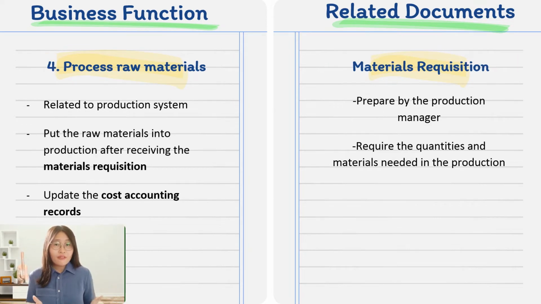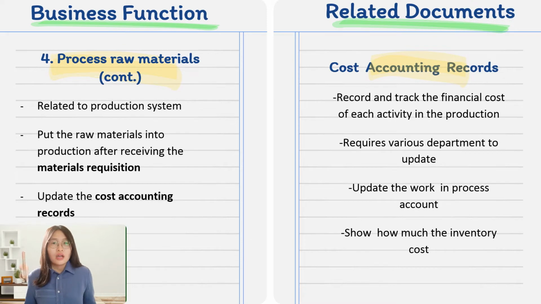Next, step 4 is related to the production department. The production department will issue a material requisition to the store manager. Then, the store manager will send the raw materials to the production department. During the production process, they will update the cost accounting records. The cost accounting record is to record the cost of activities incurred from the beginning of production until the end of production. It is to show how much the cost will be allocated into the production and how the finished good will be costed.